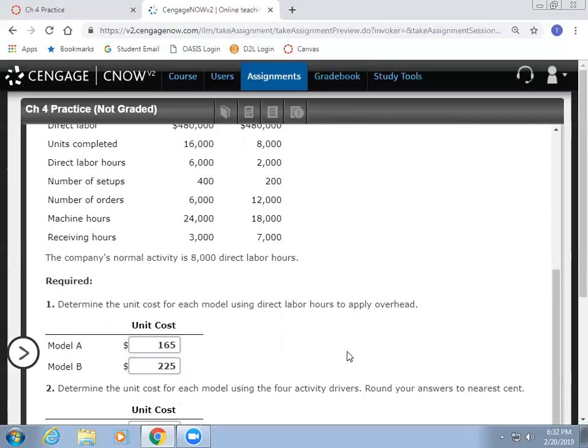Okay, so some math, but not too bad. Those would be our unit costs, again, using a predetermined overhead rate and applying based on direct labor. Okay, so again, that's the kind of stuff we did in managerial accounting.